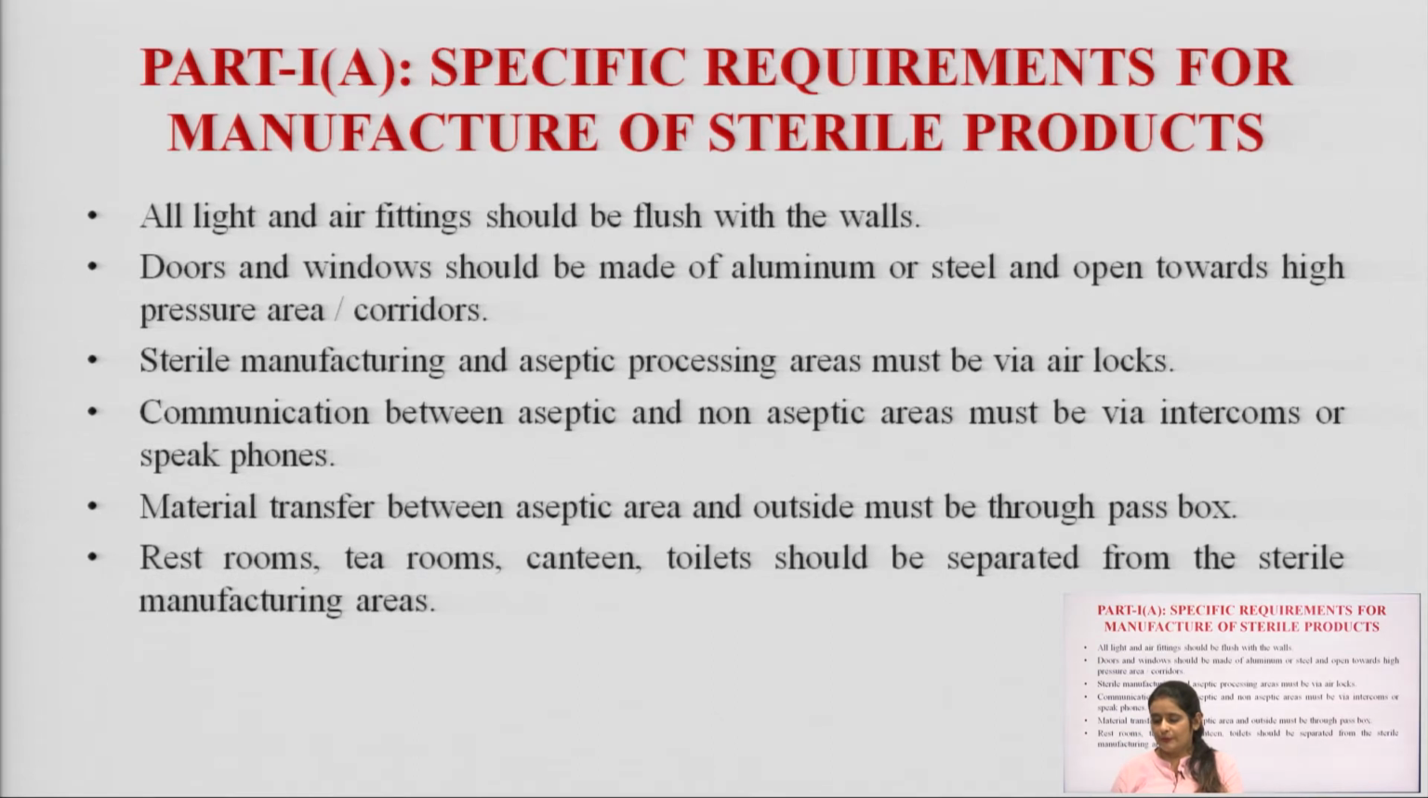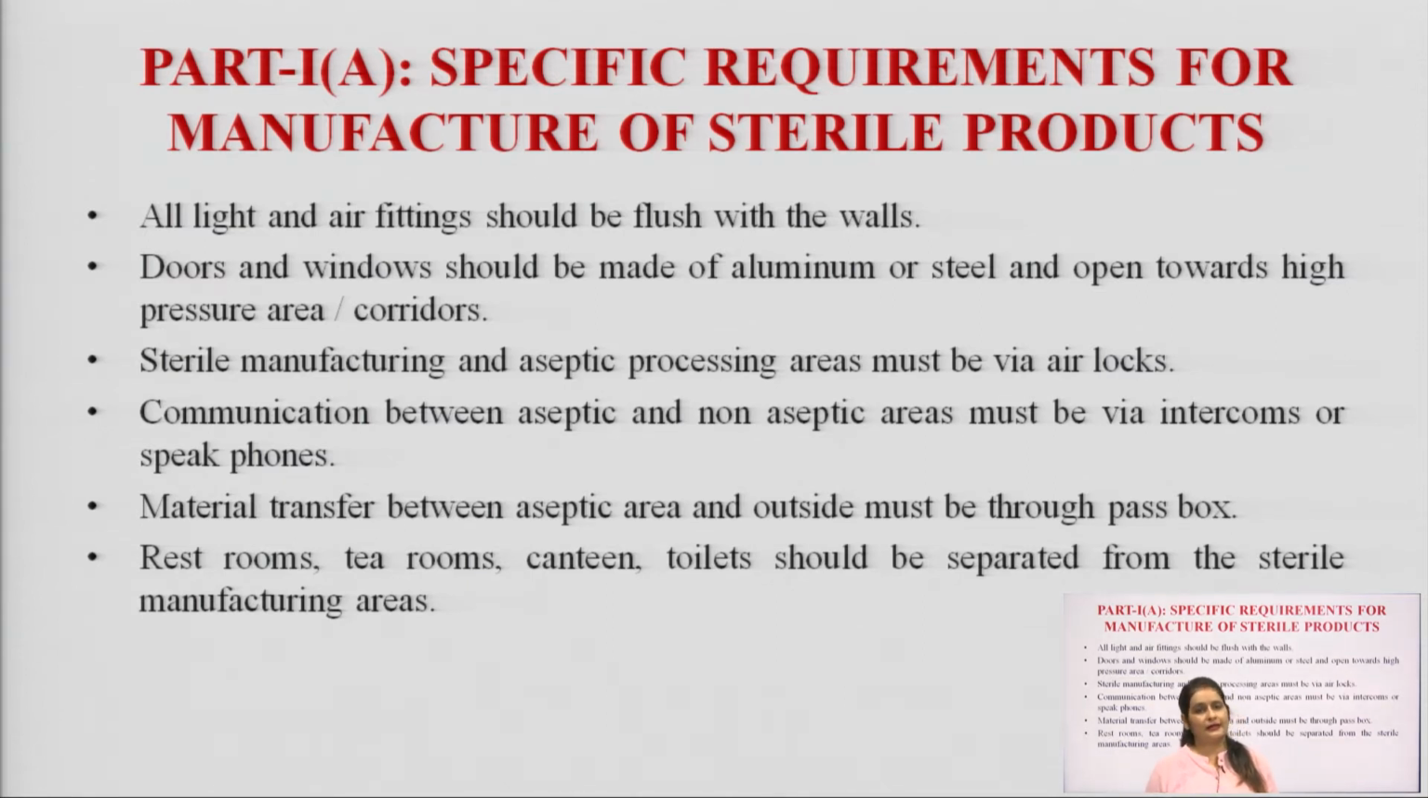Door and window should be made of aluminium or steel and open towards high pressure areas or corridors. Whatever doors and windows are designed in the sterile section should be made up of aluminium or steel, because aluminium and stainless steel do not get corroded by environmental exposure and do not provide any kind of rust. And they should open towards the high pressure area or the corridor.